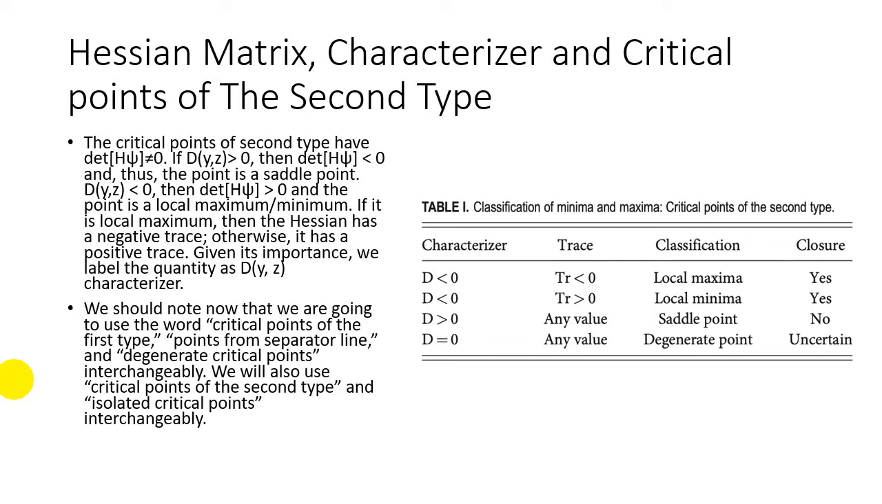Critical points of the first type, the separator type, we're just going to name them as the same thing. Degenerate critical points, we're going to name all of this as the same thing from now on, because we have derived everything and know that they're the same entity. And we're going to refer to critical points of the second type and isolated critical points as the same thing.